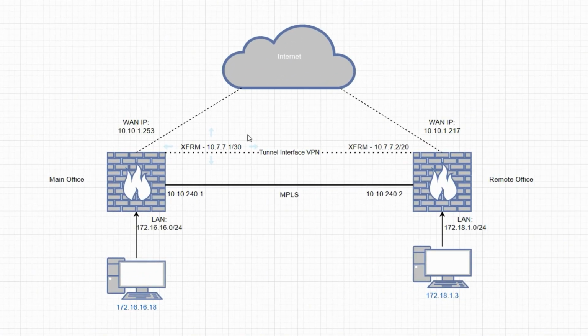Okay. Now I have a diagram here of the two locations, just so you can see. For reference, we're going to have two XG firewalls, one at each end. There's going to be an MPLS link between the two with these IPs. Then we have the tunnel interface VPN. There's the main office, and there's the remote office. And these are our two clients that we're going to be testing against.